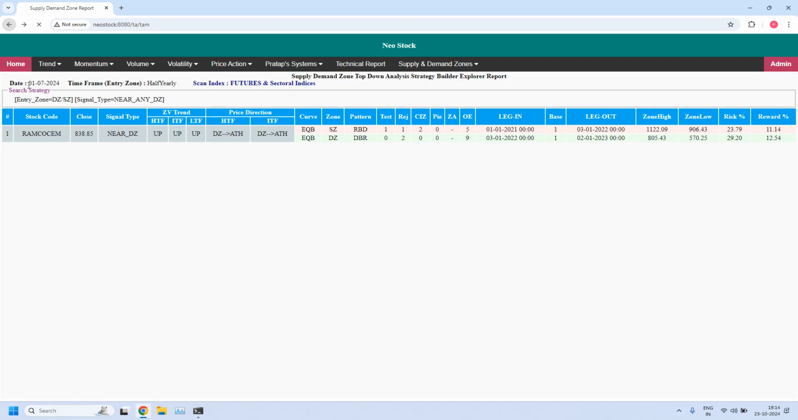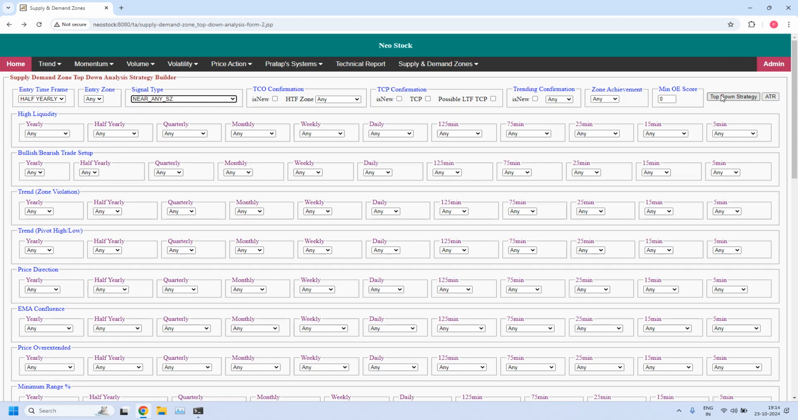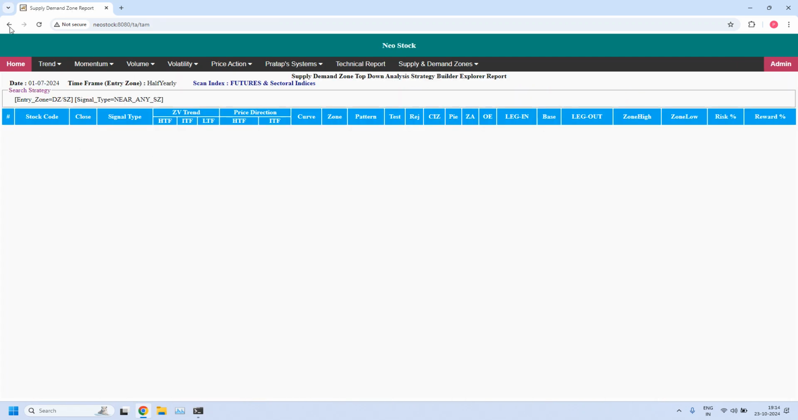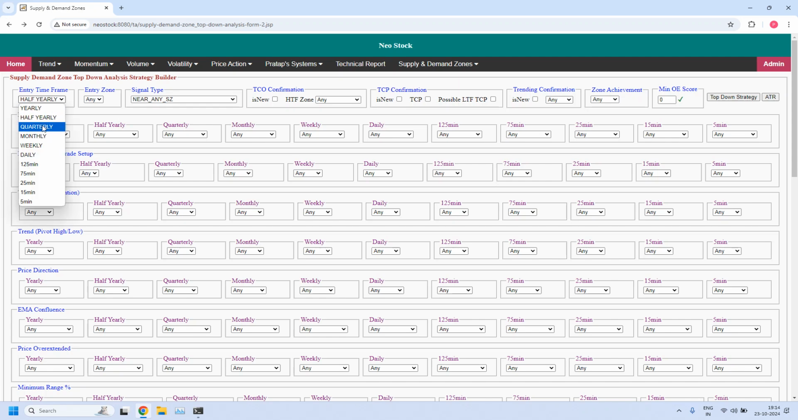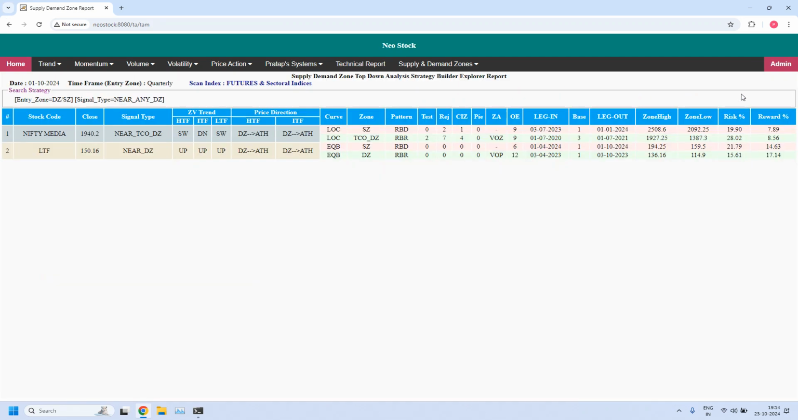Okay, the next report for half-yearly time frame, let us find the stocks near half-yearly supply zone. No stocks are available. The next time frame is quarterly. Let us find the stocks near quarterly demand zone. Two stocks are filtered near to the quarterly demand zone.